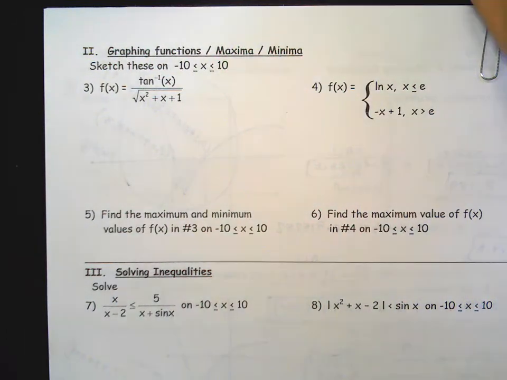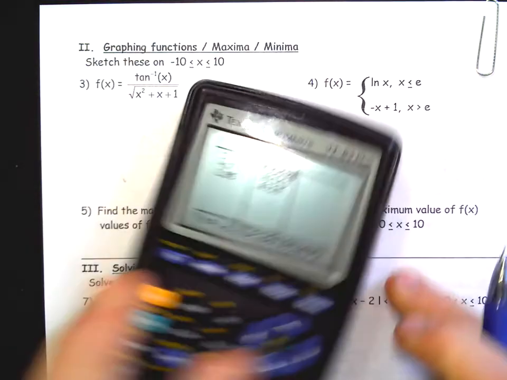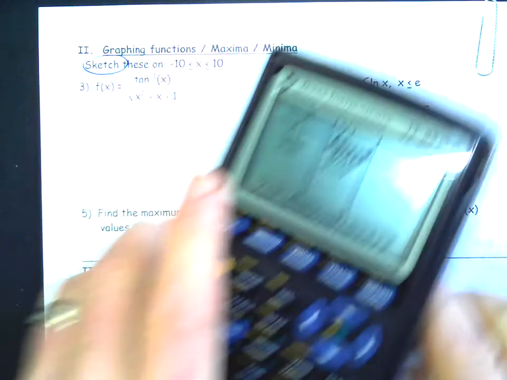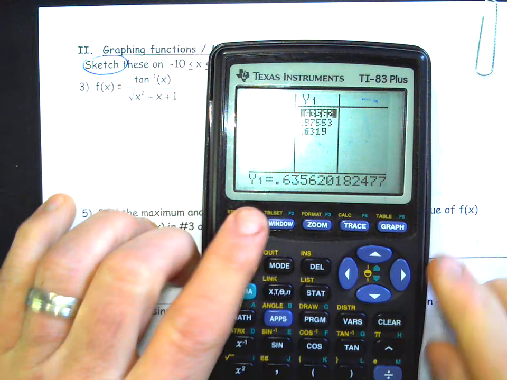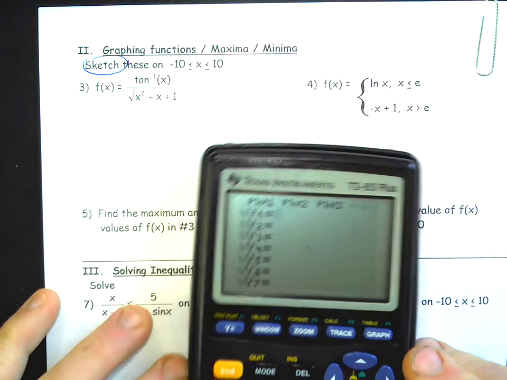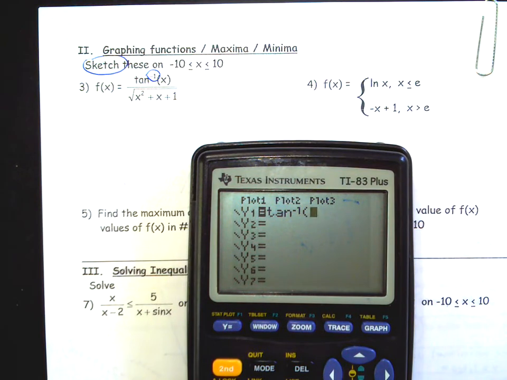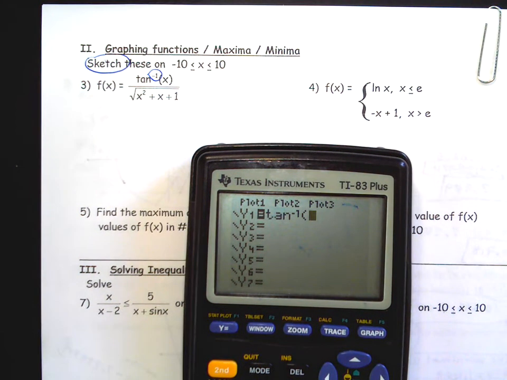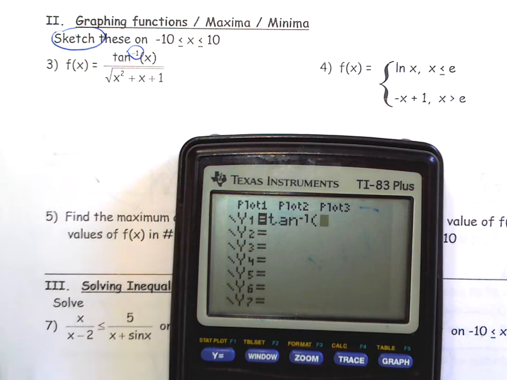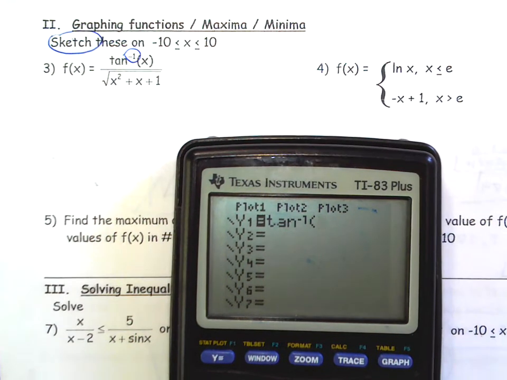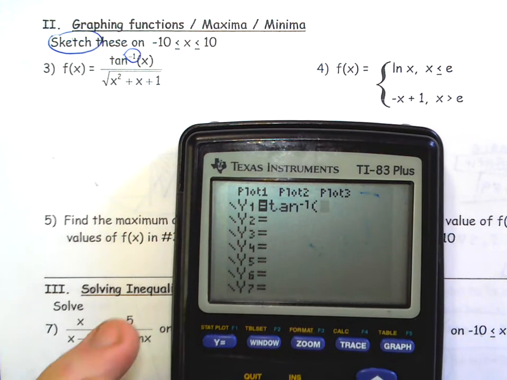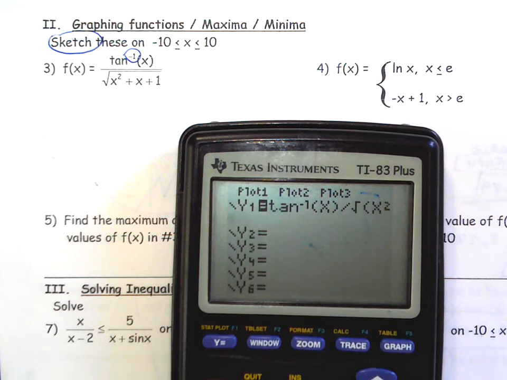Okay, so next one, we're going to sketch it. That's actually something I'm asking you to do, and then you're probably going to do some work with it. So we get rid of that, and this is inverse tangent. Now make sure this is not an exponent, it's inverse tangent. It's a common notation for inverse functions. A little potentially confusing sometimes, looks like an exponent. X, close that, divided by square root of x squared plus x plus 1.